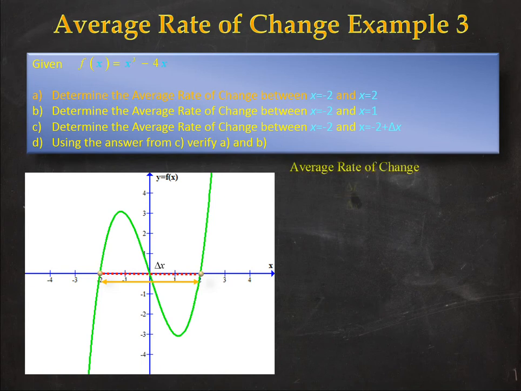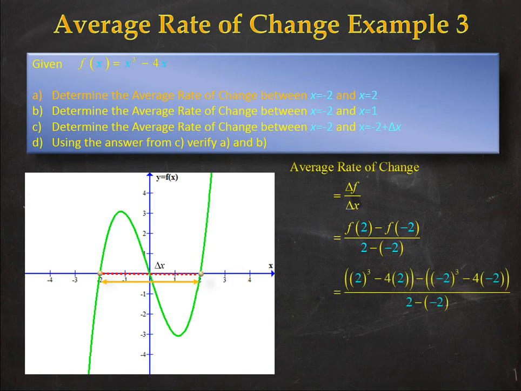We know the average rate of change is equal to delta f over delta x. So I'll plug in my 2 points. I'll do some algebra, do some house cleaning, and there we have it. Algebraically, we get the same answer as we got visually. That's kind of neat. Let's move on to our next question.